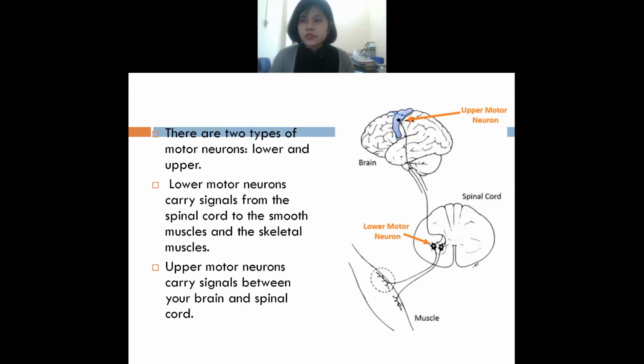And next is upper motor neurons, this one. So in the upper motor neurons, what will happen? Signal is being sent to the brain and the spinal cord in the upper motor neurons. Understand? Signal is sent to the brain and the spinal cord. Okay, did you understand two types of motor neurons?